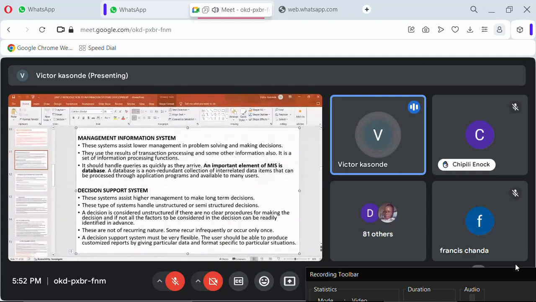That's why we are saying, where are they making decisions? Where are they getting data? They are getting data from the transaction processing system to make the decisions which they want to use.